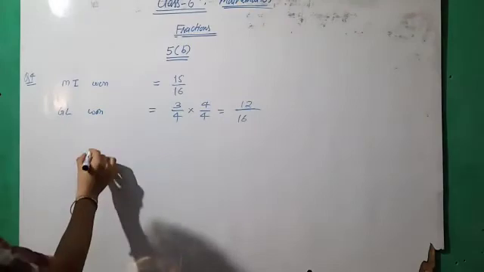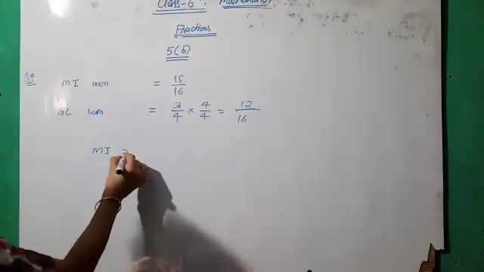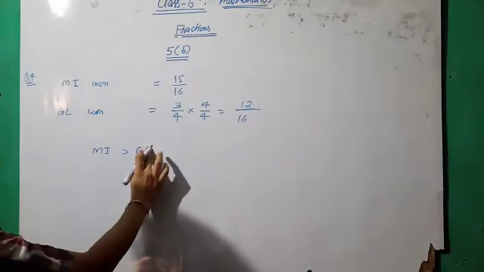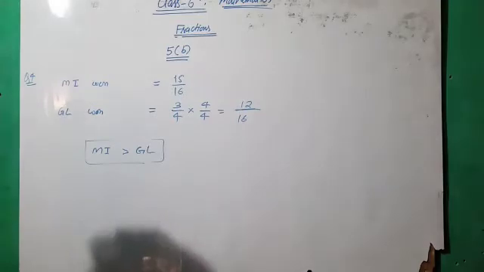So the fraction of Mumbai Indians is greater than the Gujarat. Okay. The question is very simple. Just you have to convert both into like fractions. Okay.